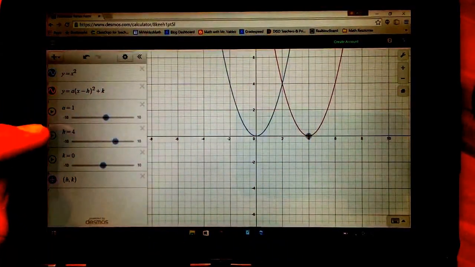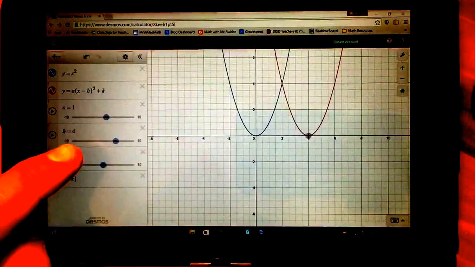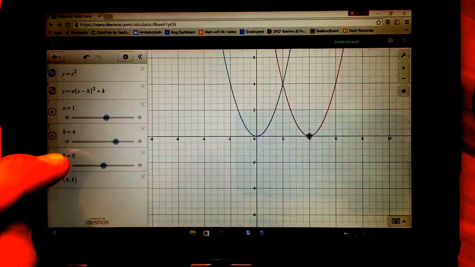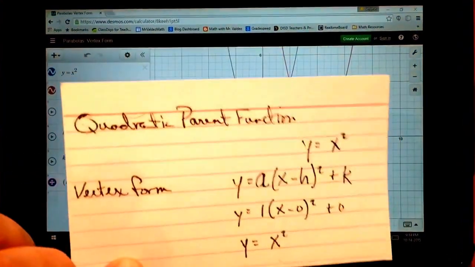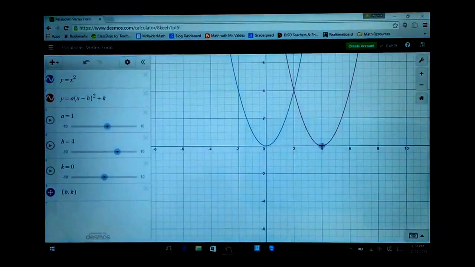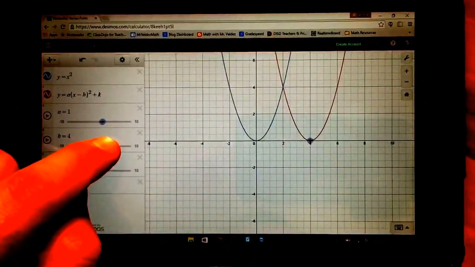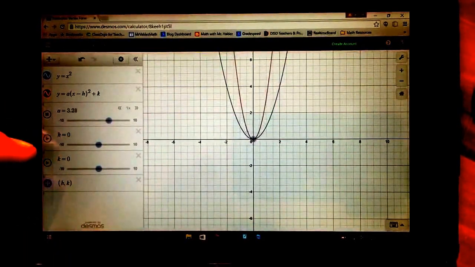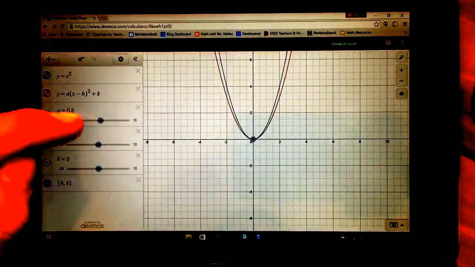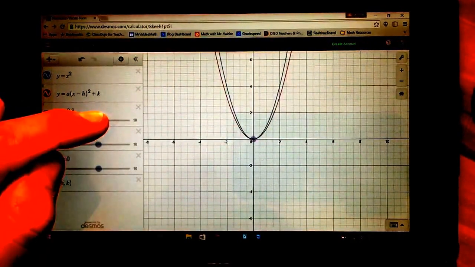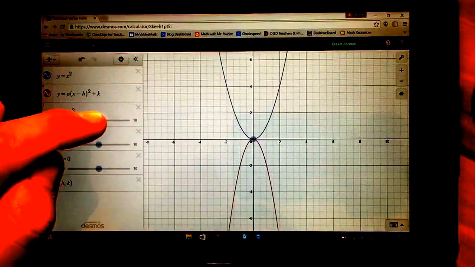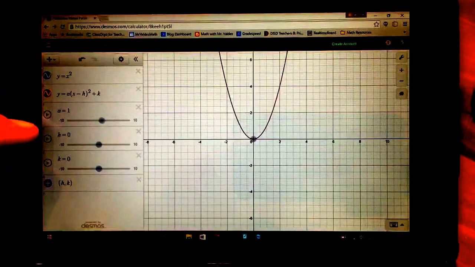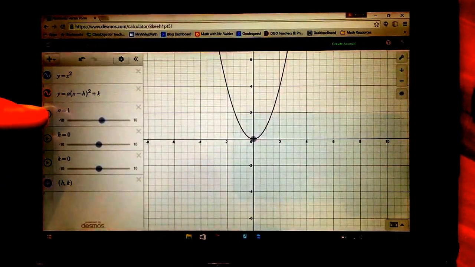So we have a, h, and k. Currently our a value is 1, h is 4, and k is 0. Remember we want h to be 0, so if I come here to my slider and pull this over and make it 0, oh, I hit the wrong thing, sorry. Let's go back, because I hit a button with my finger. There we are. So 1, 0, 0, a, h, and k. This is the parent function.